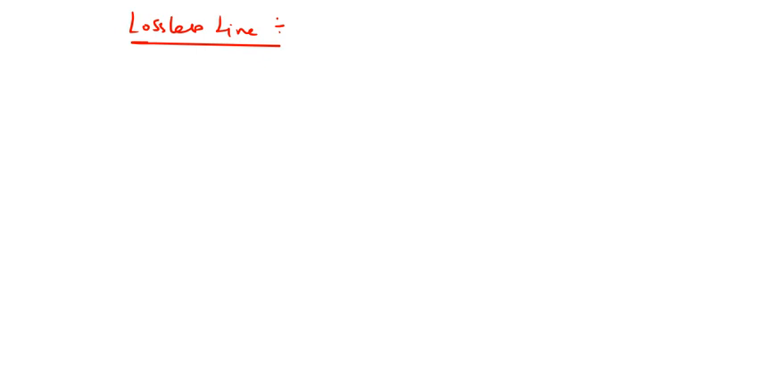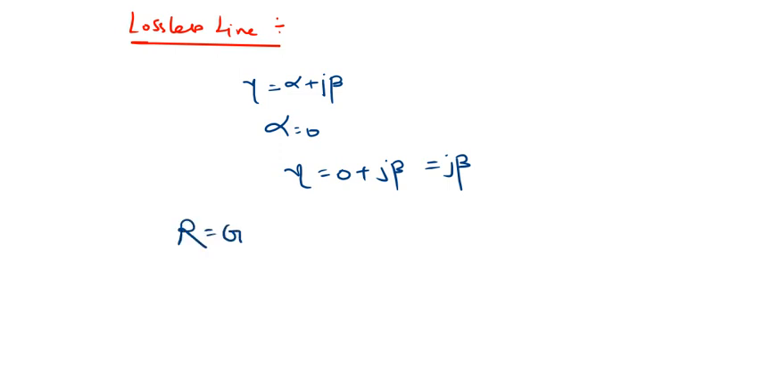For the lossless line, the propagation constant gamma is alpha plus j beta. Alpha is 0, obviously, because there is no attenuation. So gamma becomes 0 plus j beta, which is j beta only. And also the values of R and G are equal to 0, because there is no resistance.